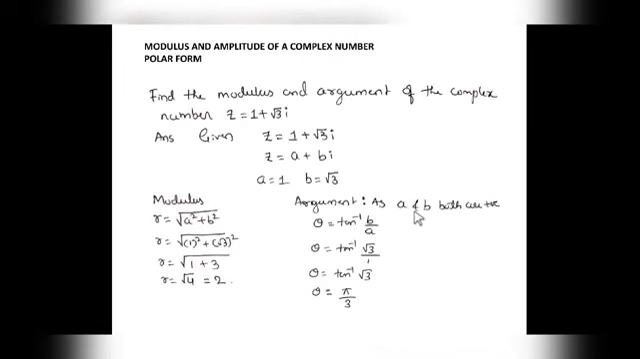Now at present both are positive, hence I have to take theta is equal to tan inverse b divided by a. Theta represents the argument, or else we can call this the amplitude. Theta is equal to tan inverse, b is root 3, divided by a is 1. Root 3 divided by 1 is root 3. Tan inverse root 3 is what? 60 degrees, or we can write in radian form, that is pi divided by 3, is the argument or amplitude of the given complex number.